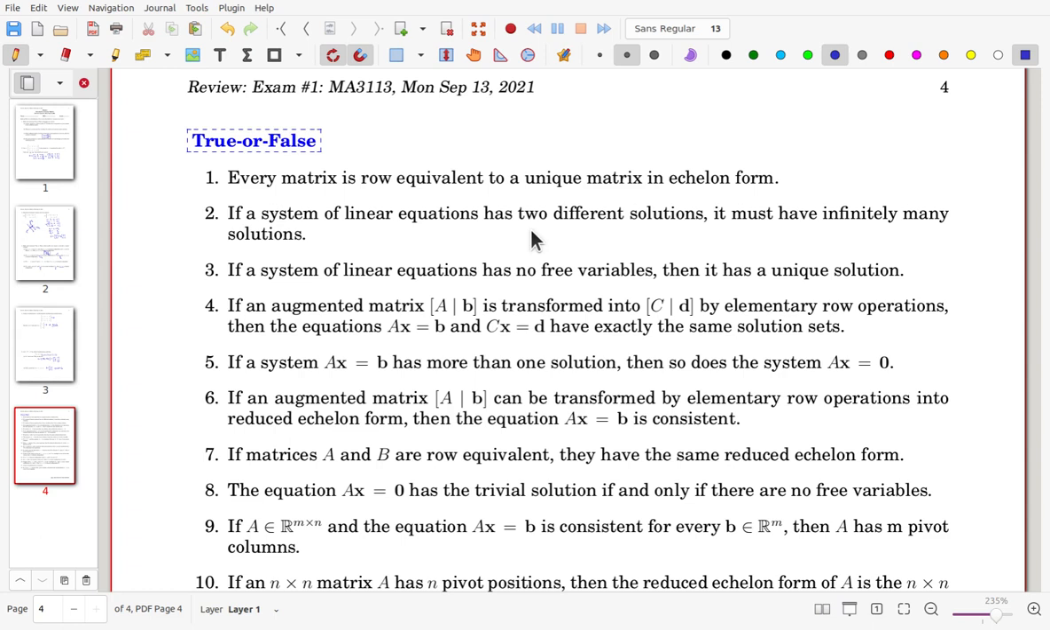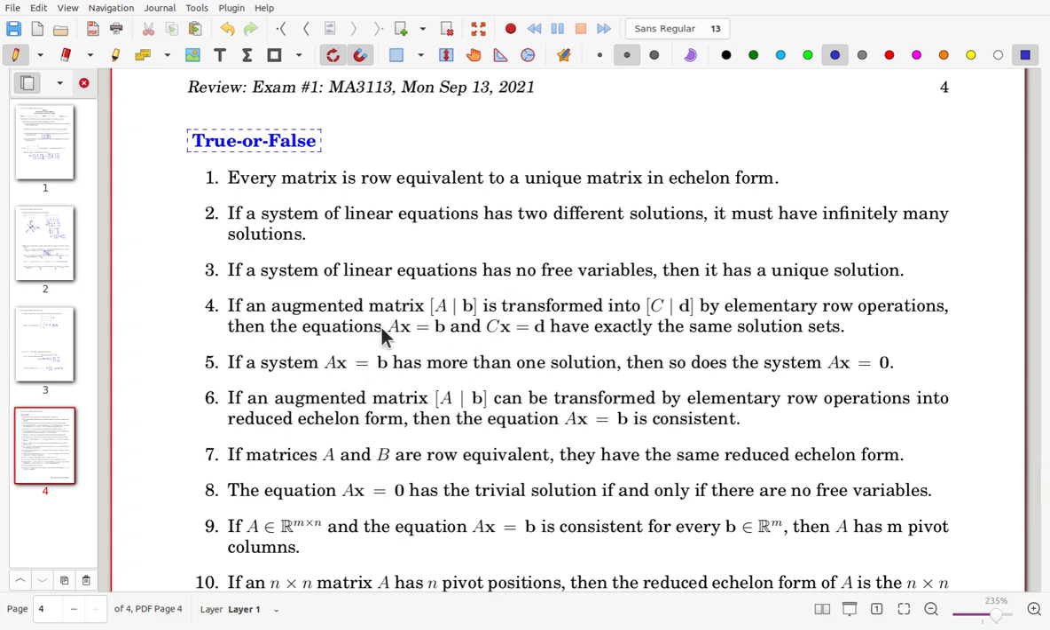So it is true. Number three, if a system of linear equations has no free variables, then it has a unique solution. We solved this one when we were solving all the exam problems. It is one of them. So you need another condition. The system should have a solution and no free variable. Then the solution must be unique. So the current one is false.